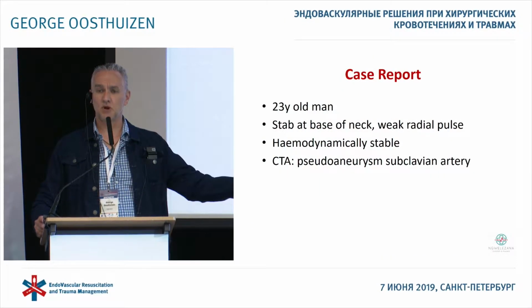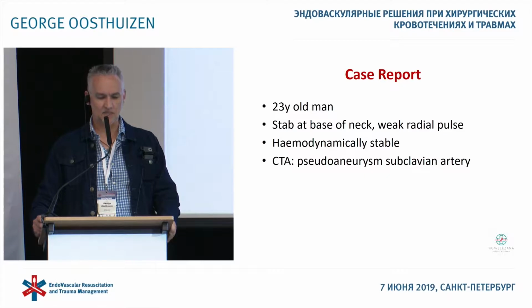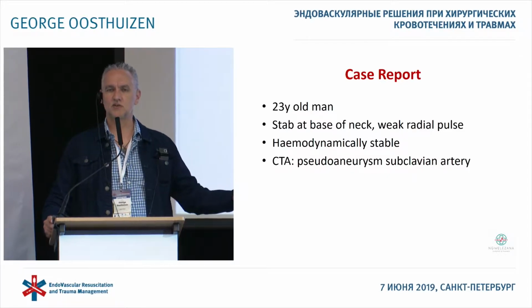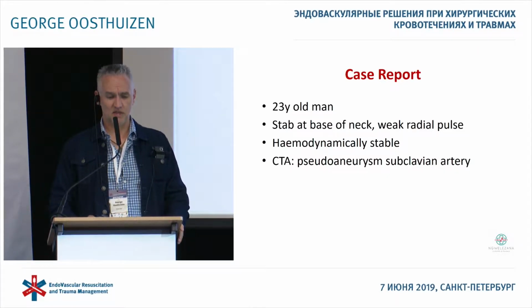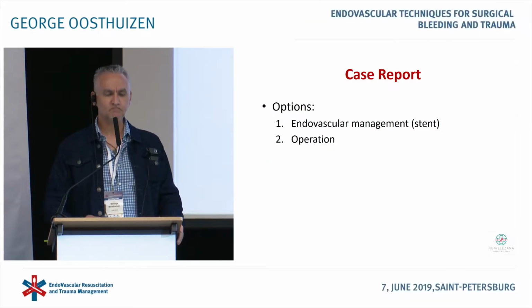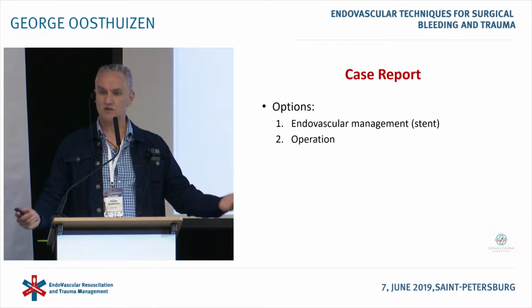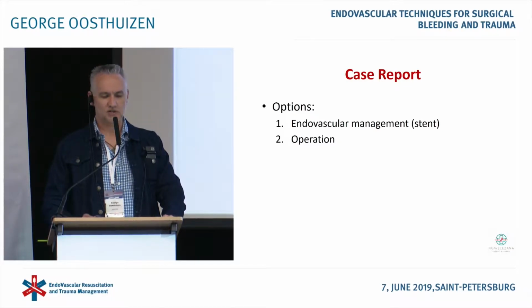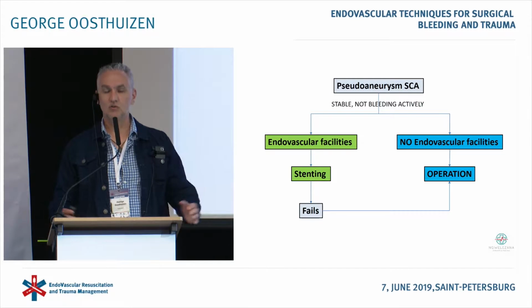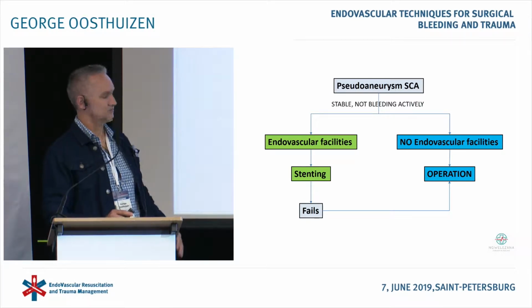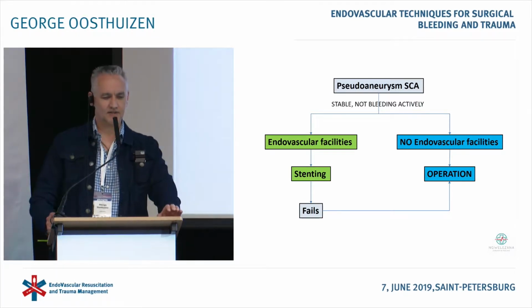A typical case at my hospital would be something like a 23-year-old man who pitches up with a stab at the base of the neck with a weak radial pulse, and he's hemodynamically stable, so we do a CTA on the patient, and we find that he's got a pseudoaneurysm of the subclavian artery. So, of course, your options, as we've discussed all day, are either you can stent it or you can do an operation on it. So, there it is in diagrammatic form.